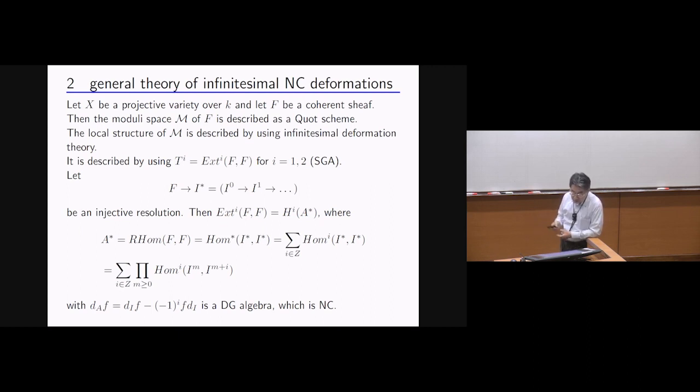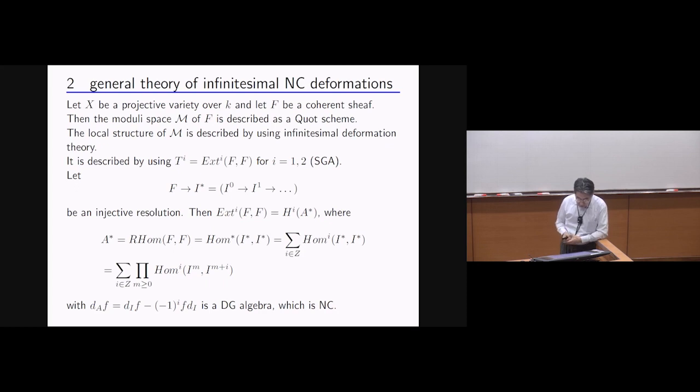So this is notation in the derived category, and then each degree i set is the direct product of the Hom sets, like this. So from I to the m, from I to the m to I to the m plus i. So this is the graded algebra. The algebra structure is naturally defined as a composition of homomorphisms. So this is composition, so it is naturally non-commutative.